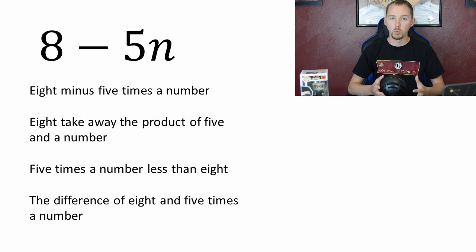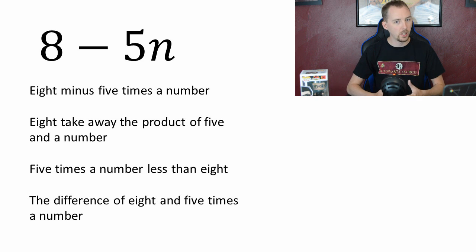Again, using those words less than, you could say 5 times a number less than 8. Now I said that backwards, again, because of that word than means to switch the order in which you read them. And finally, the last way you could say it, and again, there's all sorts of ways, you could say the difference of 8 and 5 times a number.